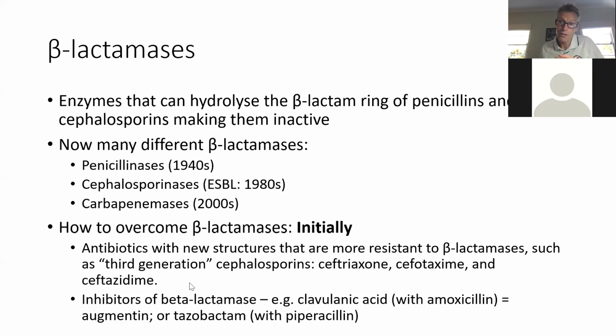And now those organisms have become even more resistant, so we need other antibiotics that we can use, such as sometimes Augmentin, which is stable against beta-lactamase, or piperacillin-tazobactam, or clavulanic acid with amoxicillin. So those higher level inhibitors of beta-lactamase are now sometimes required for certain infections.